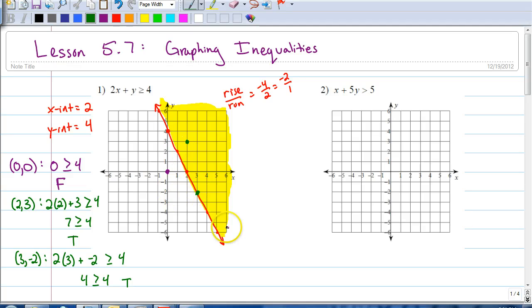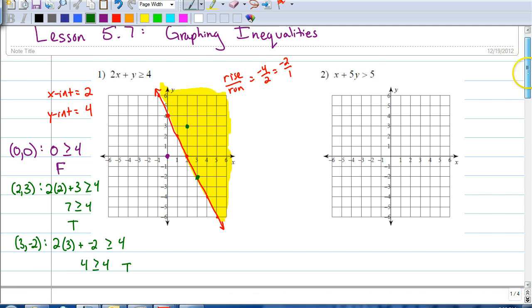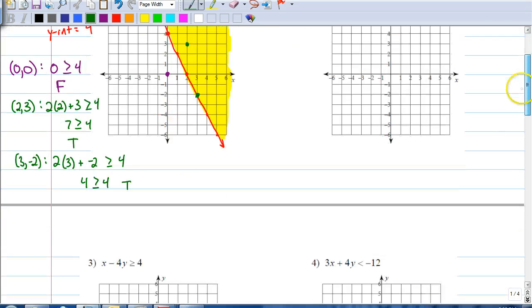Now you don't have to do what I just did, but what I just did here with the green points are verifying the fact that I would shade above the line and use a solid line here. Let's skip number 2 for right now. Have you try that one on your own.